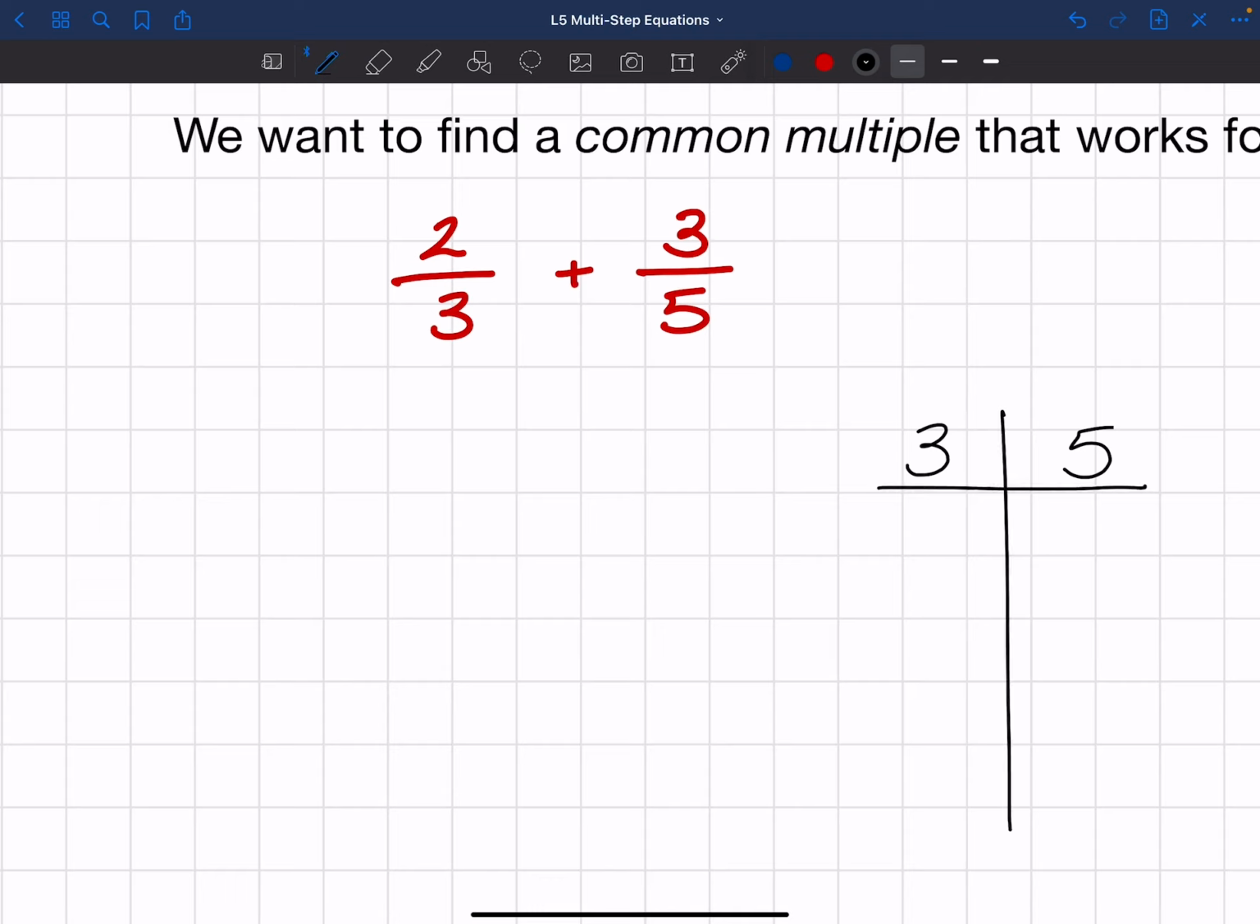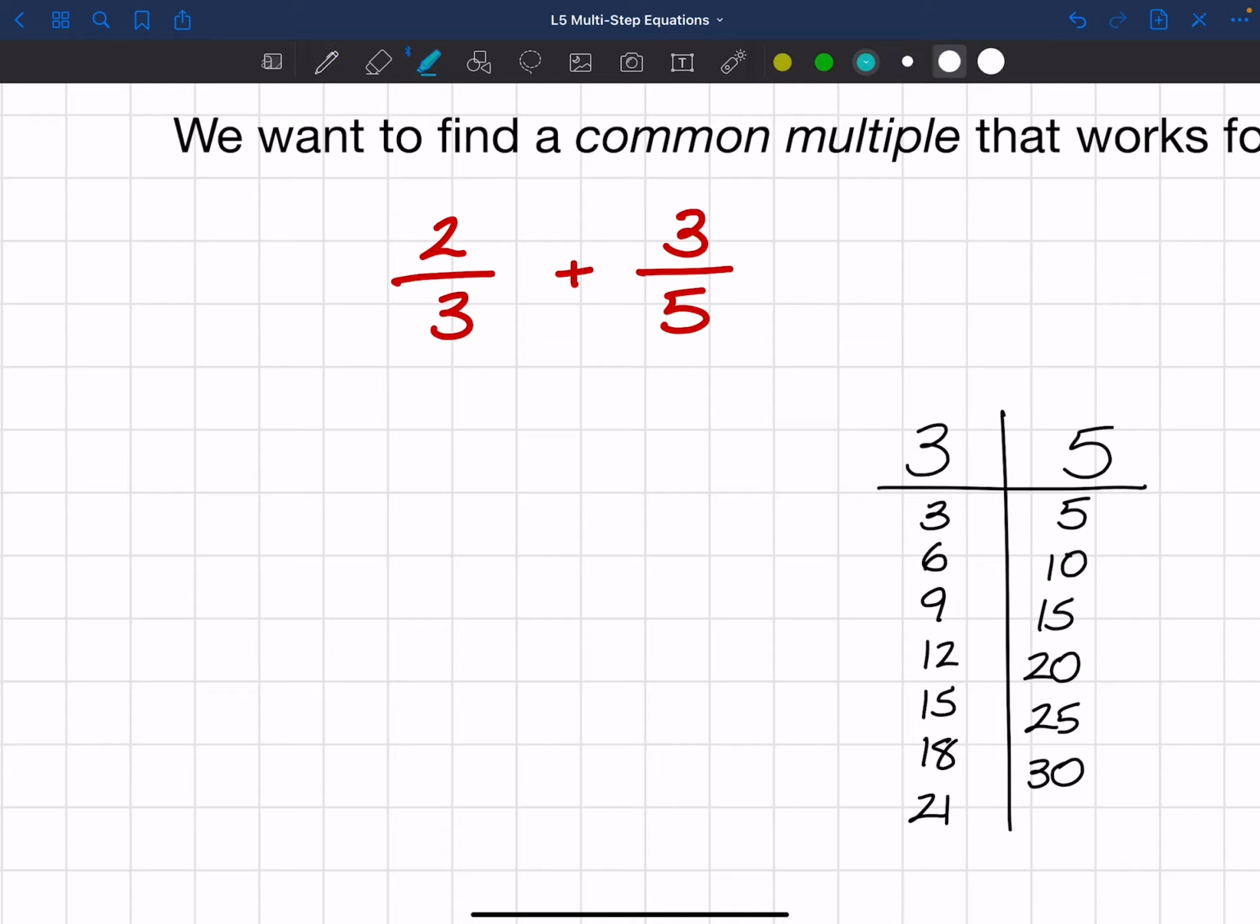And what I'm going to do is I'm just going to list out multiples of each number, right? So 3, 6, 9, 12, 15, 18, 21, and so on, right? I'm going to do the same thing for 5. 5, 10, 15, 20, 25, 30, and so on. So what we're going to do here is we are trying to figure out the lowest number that these have in common as a multiple.